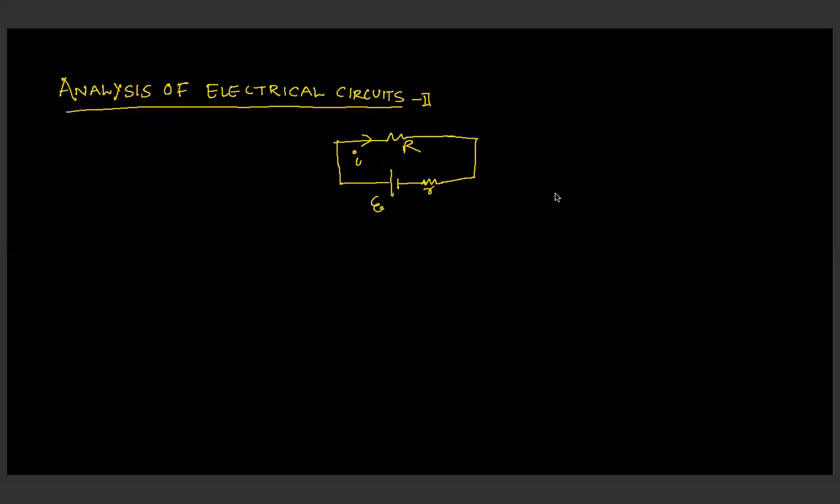Hello students. We are going to continue with the last lecture of the second part of electrical circuit analysis. In the last lecture we studied how to reduce many meshed resistances into a simpler form and find the equivalent resistance of the circuit.